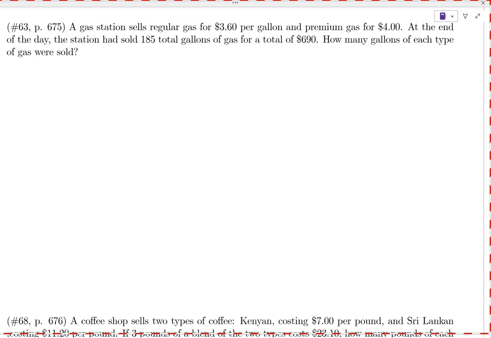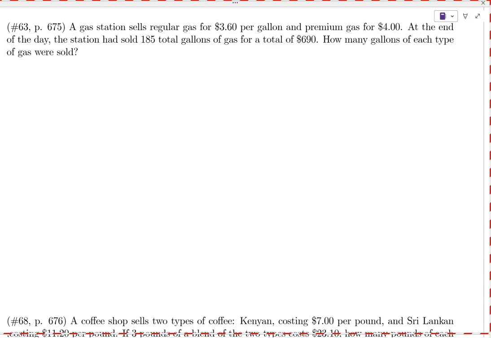So again, the first thing we want to do is get a system of equations set up, because once we get a system set up, we can solve it just like we solve every other system that we've talked about. If we're going to get a system set up, we probably should identify some variables. It says how many gallons of each type were sold. So how many variables are we going to need in this case? Two. Good, because we're looking for a number of regular gallons of gas and number of premium gallons of gas. So we'll need two variables in this case.